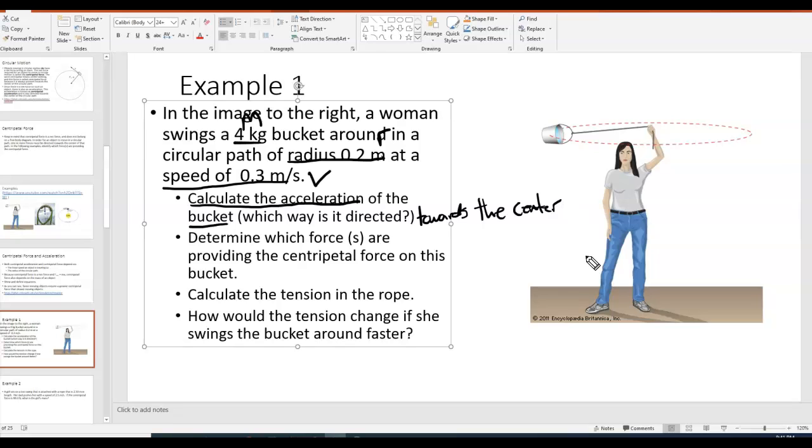Okay, how do I know that? Because it's centripetal acceleration, which is center seeking. It's always going towards the center of the circle. Now, to do the calculation, all I have to do is do v squared over r.